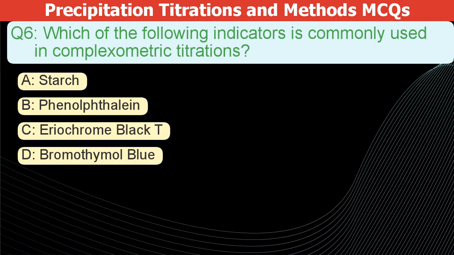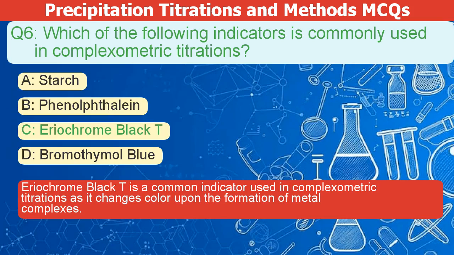Which of the following indicators is commonly used in complexometric titrations? A. Starch. B. Phenolphthalein. C. Eriochrome Black T. D. Bromothymol blue. The correct answer is C. Eriochrome Black T is a common indicator used in complexometric titrations as it changes color upon the formation of metal complexes.